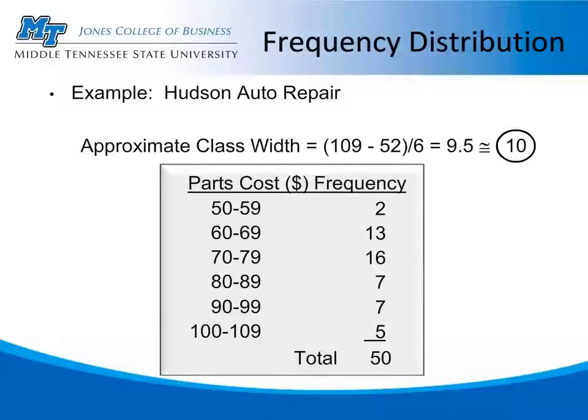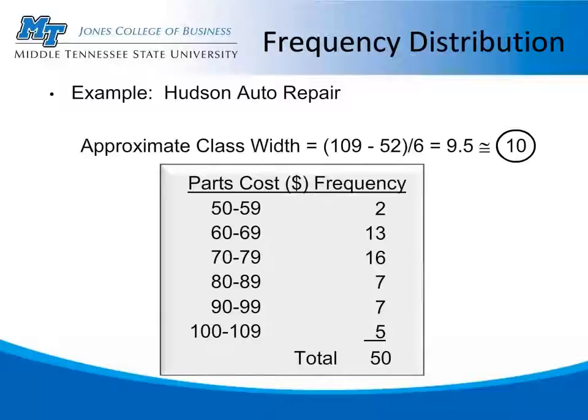So we look to see how many values there are in the 50s, between 50 and 59. How many values are there in the 60s, between 60 and 69? But you just count the number of values in each one of these classes, and you can present this in a tabular form, and it's called a frequency distribution.